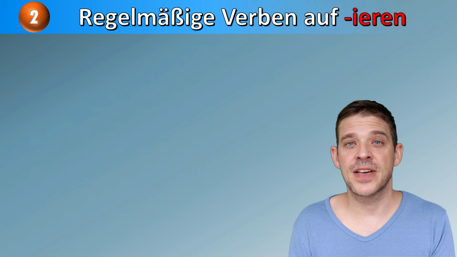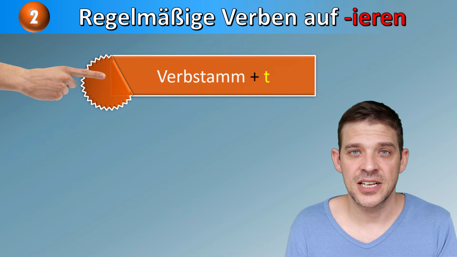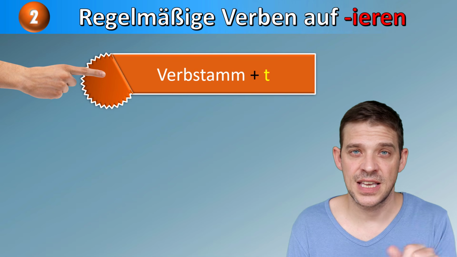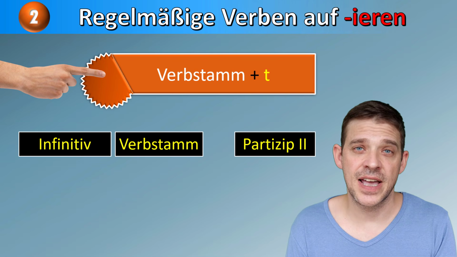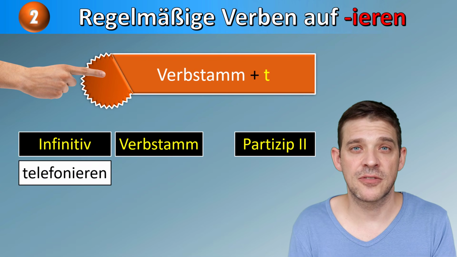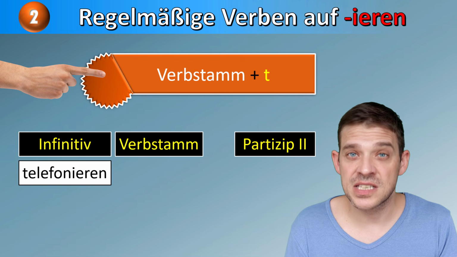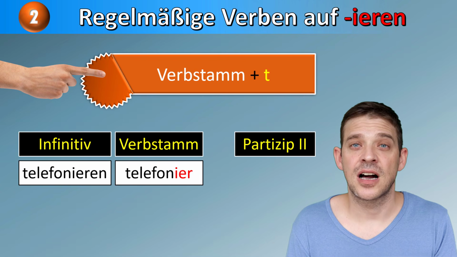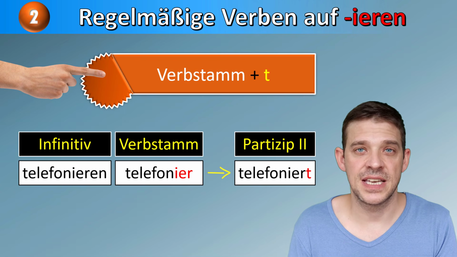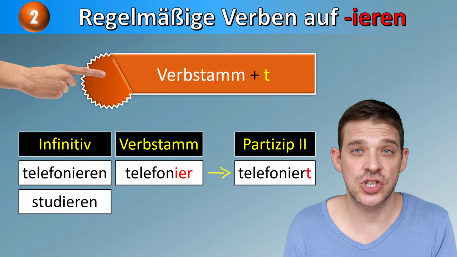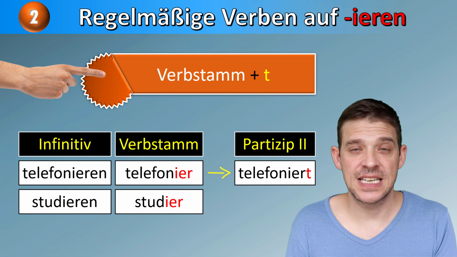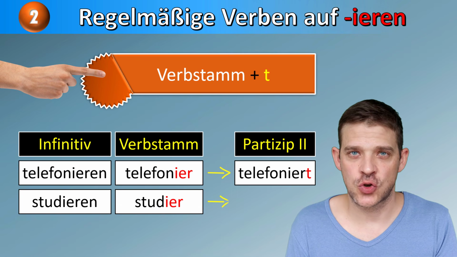Nummer 2, regelmäßige Verben auf ieren. And here the rule is Verbstamm plus T. You see there is no GE. Zum Beispiel das Verb telefonieren. Telefonieren heißt to call with somebody, to make a phone call with somebody. The verb stem is telefonier, also das Partizip ist telefoniert. Oder das Verb studieren. Studieren heißt to study. Verbstamm ist studier, so the PP would be studiert.